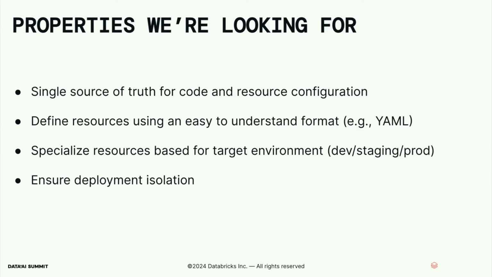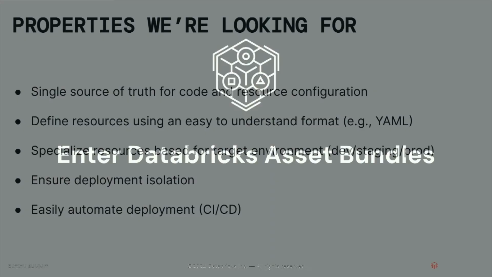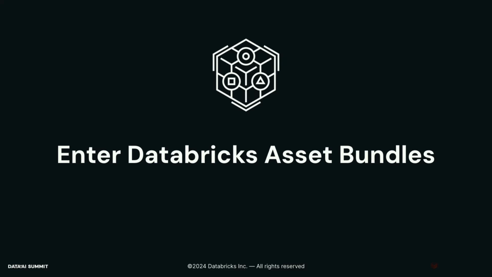We'd want to have deployment isolation, right? If I'm collaborating with someone on my team, I want to make sure that I have my own copy that I can iterate on, and my colleague also has their own copy, and we shouldn't clobber each other or interfere with one another. And then lastly, we'd want to easily apply automated deployment and automated processes on top of this. So enter Databricks Asset Bundles.